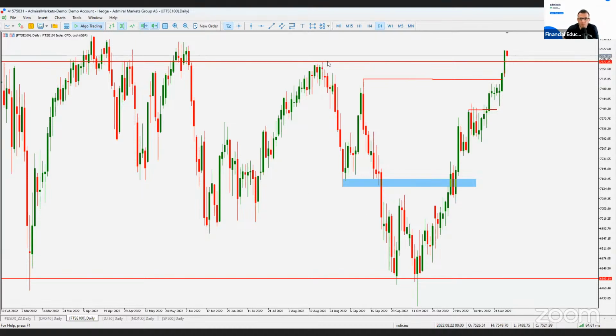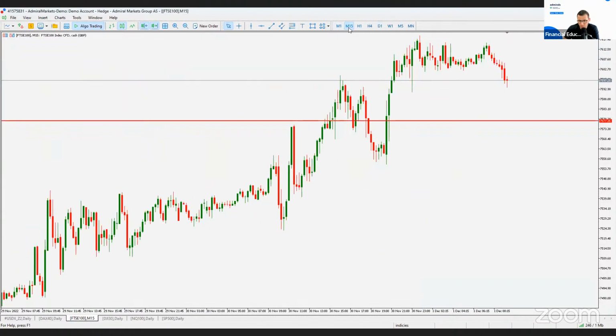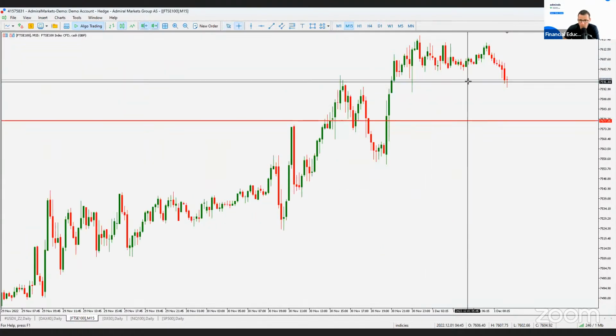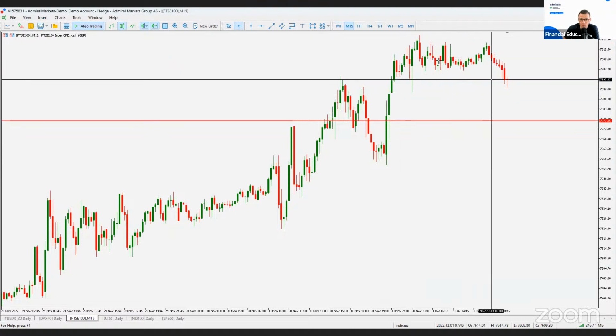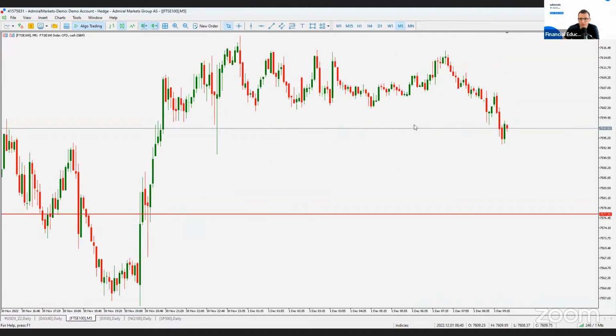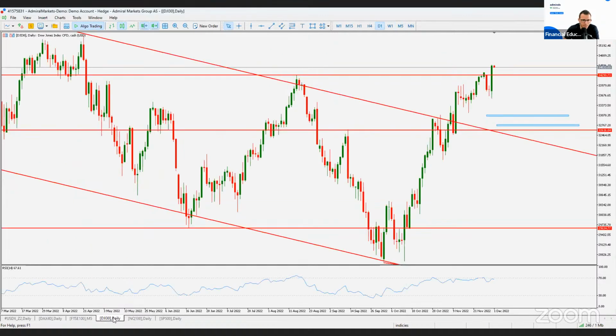FTSE broke above this level of resistance. Now, it's become a bit complicated because we have this level of resistance here. So the only way to trade the FTSE to the upside is on the lower time frames. And we need to see some sort of confirmation here, either on the 5-minute to wait for a higher high, higher low, and then to participate on the long side. That's on the watch list, definitely.